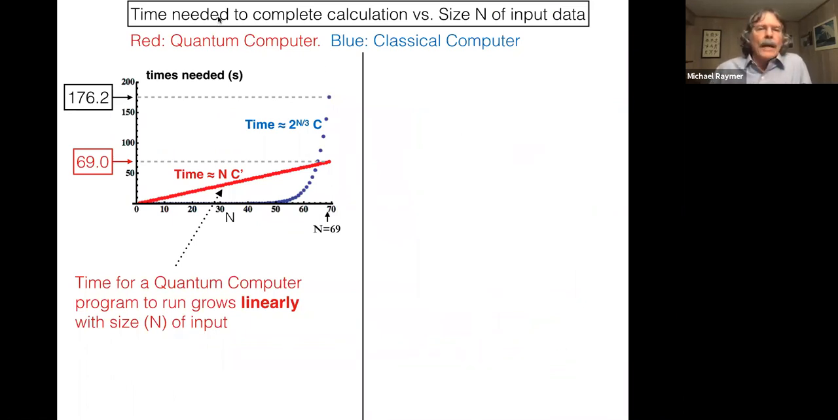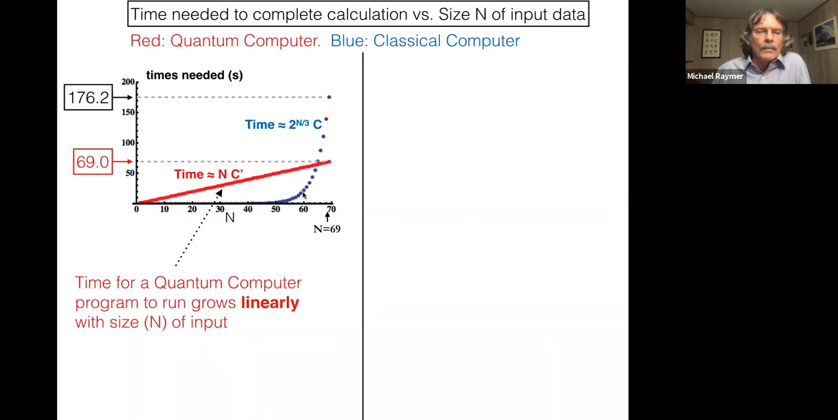This is just showing the time needed to complete a calculation versus the size n of the data. I showed earlier that for a classical computer, the time needed, which is the vertical axis, grows exponentially, the blue dots, as you increase the size of the number. But a quantum computer, because it has exponential computing power, the time it takes to crack the problem is only growing linearly with the size of the number. So you see, for small numbers like 40, the classical computer wins by a great amount. The quantum computer is chugging along here very slowly, and it loses.